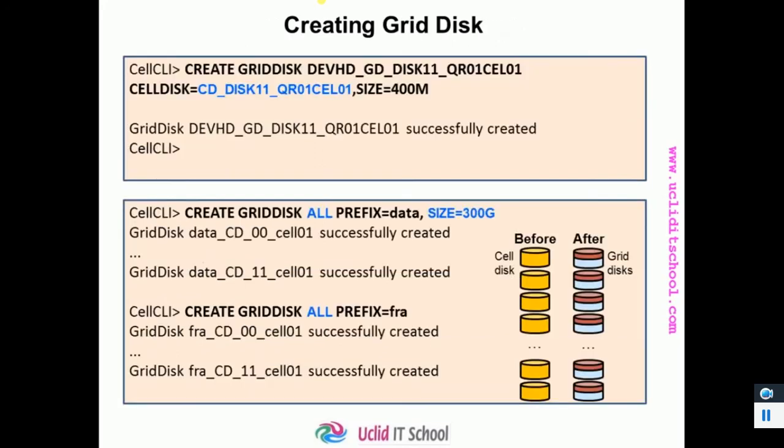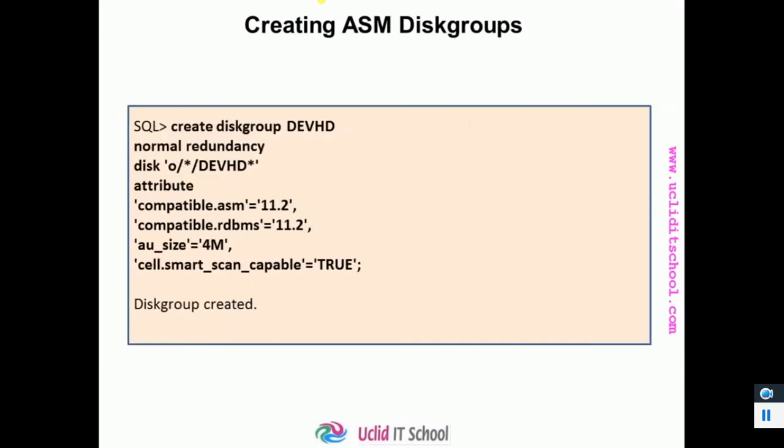Up to the earlier slide, up to creating grid disks, you will do in the storage server. Once the grid disks are created, then you connect it to the ASM instance and create the disk group. So you observe this syntax: create disk group, disk group name, redundancy, disk.